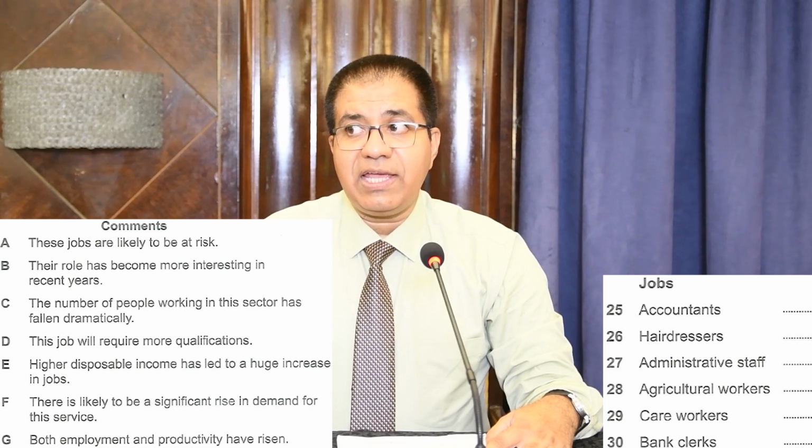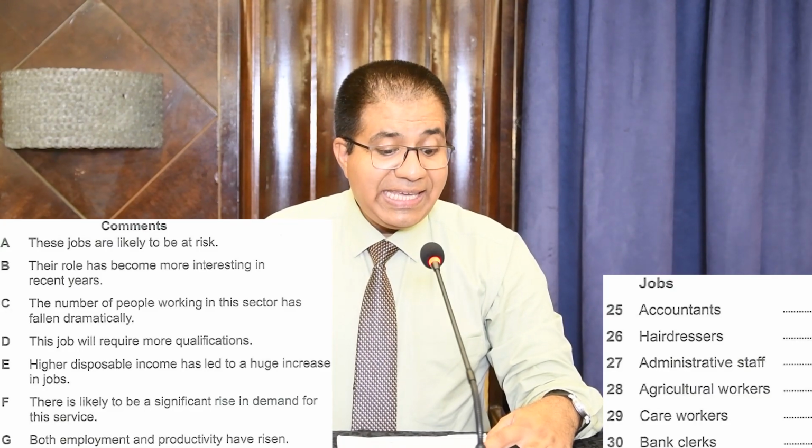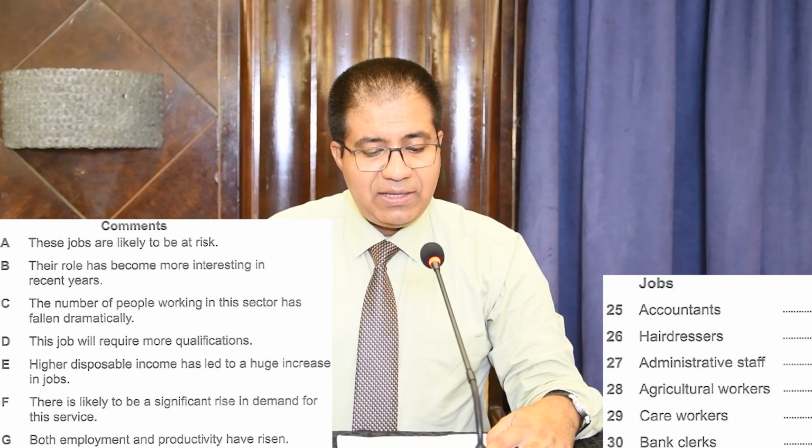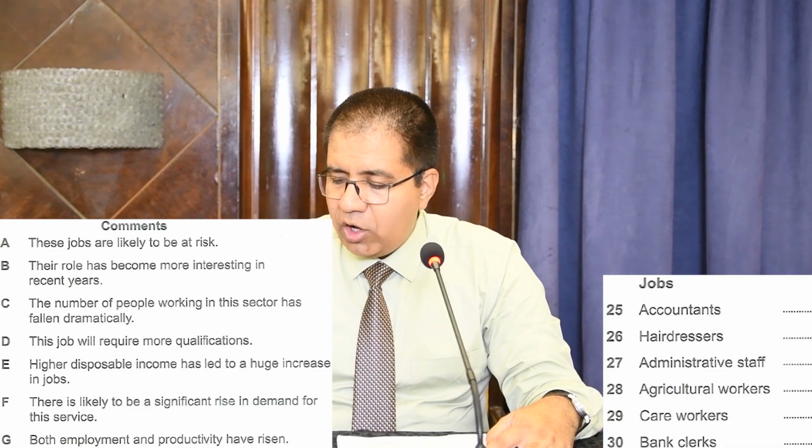Okay, people are earning more money. Option E, higher disposable income has led to a huge increase in jobs. So 26, option is E.